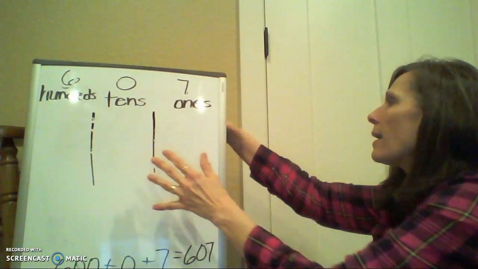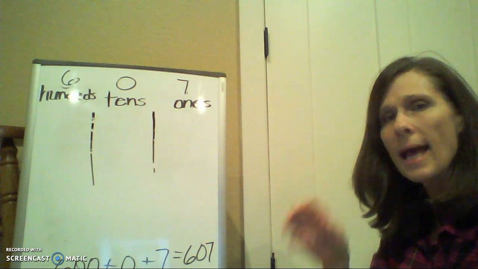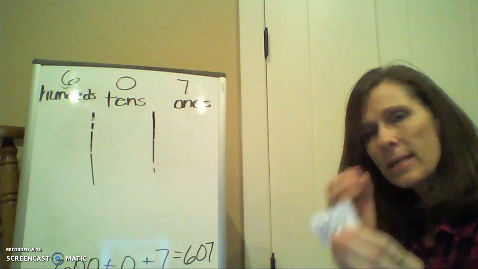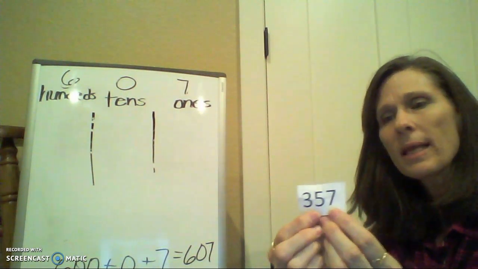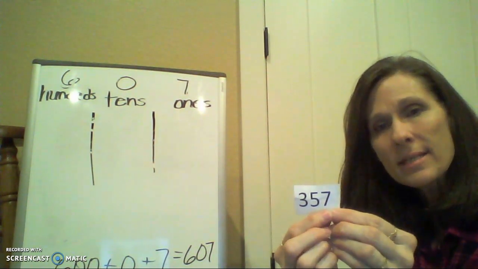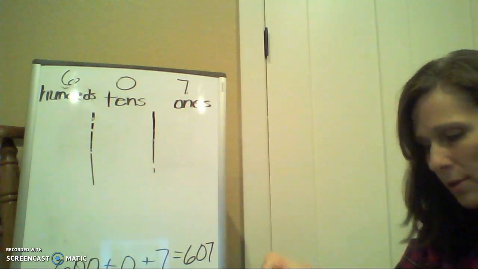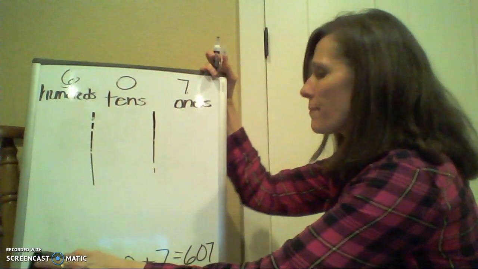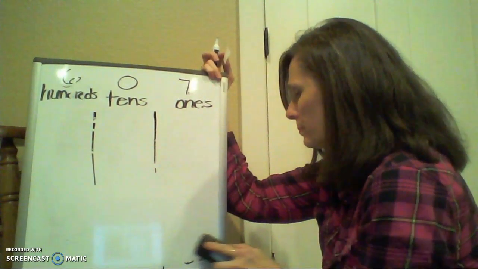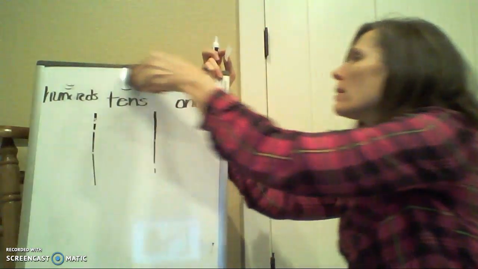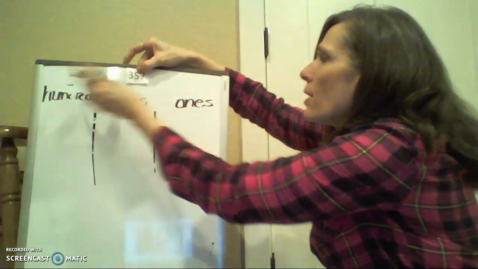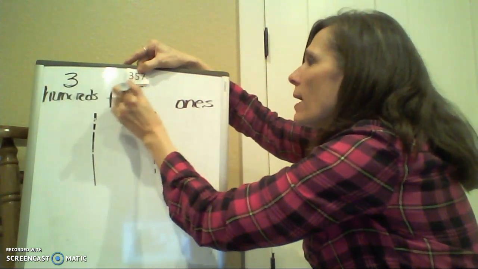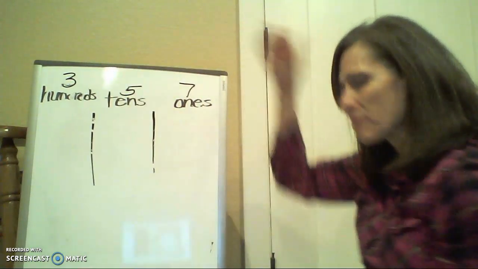Here we go. And let's go ahead. One last one. And this one is 357. Okay, so the 3 is in the hundreds place, the 5 is in the tens place, and the 7 is in the ones place. Okay, so I'm going to go ahead and write that. Write each number. Whoops, let's erase. Okay, so here we go. The 3 goes in the hundreds place, the 5 goes in the tens, and the 7 goes in the ones.